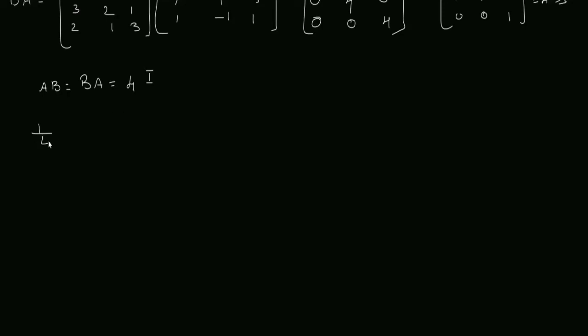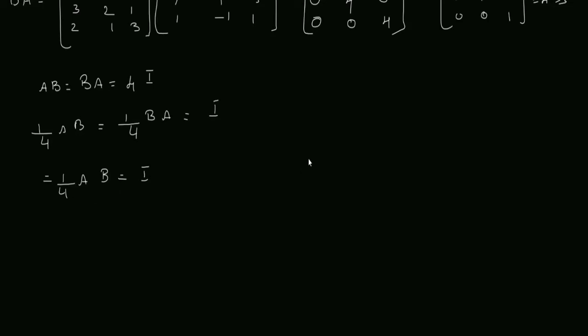So it becomes 1 by 4 AB is equal to I. We can bring it here also, so it becomes 1 by 4 B into A is equal to I. So from AB equal to 4I, you can bring the 4 down. So 1 by 4 A into B is equal to I. This means this is the inverse.